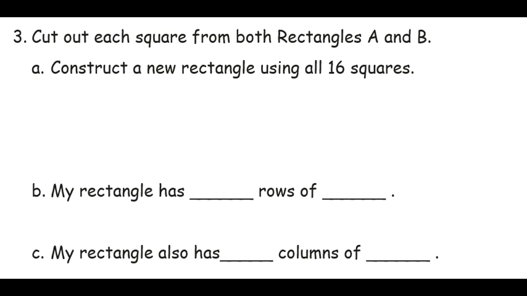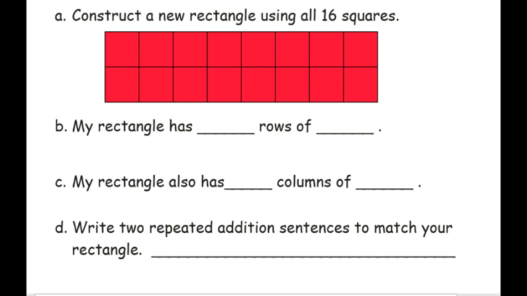In the next section, the students will cut out each square from both rectangles A and B and construct a new rectangle using all 16 squares. And here's an example of what that could look like. Now my rectangle has 2 rows, but there are 8 squares in each row. And the rectangle has 8 columns, and there are 2 squares in each column. The columns again running vertically.